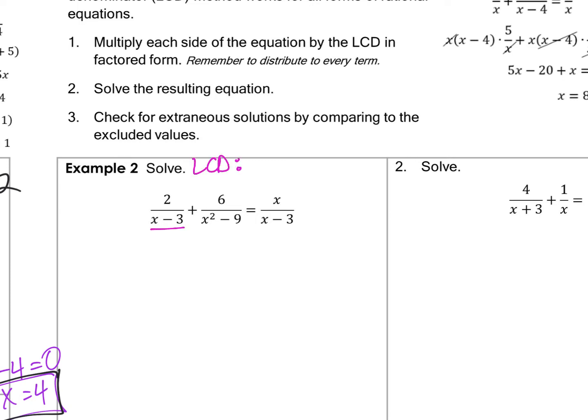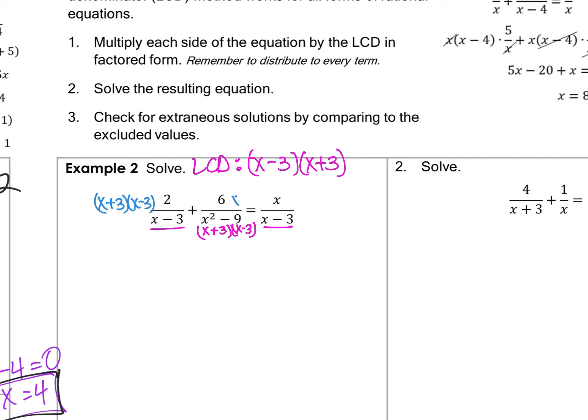Looking at your first denominator, notice I cannot factor x minus 3, so I'm going to just write it in my LCD. I can factor my second denominator. It's a difference of squares. So I already have the x minus 3, but I don't have the x plus 3 in the LCD. Notice I can't factor the third denominator, and it's already in the LCD. So there's my LCD.